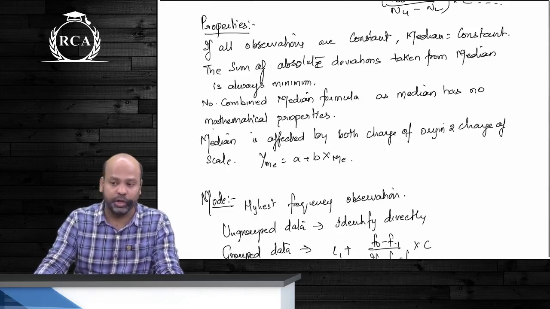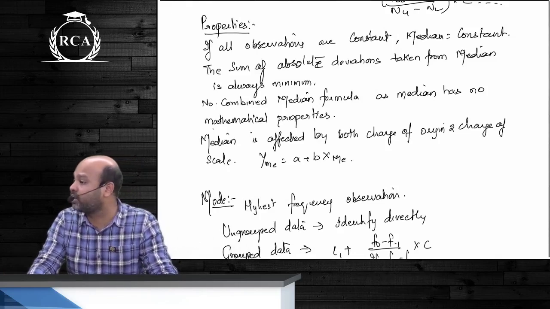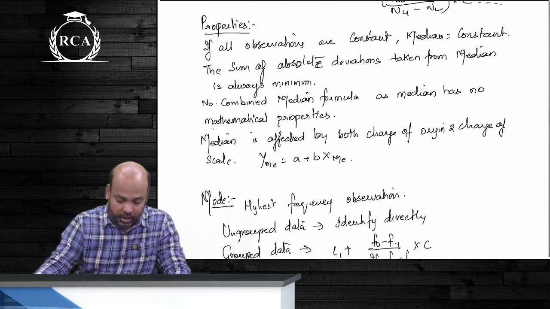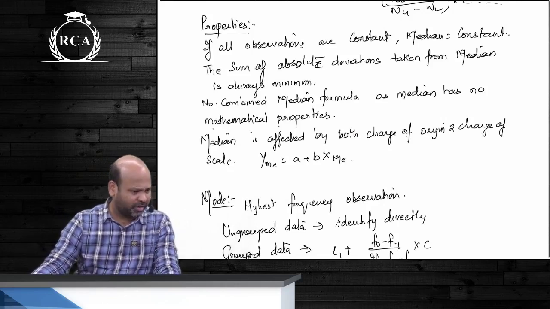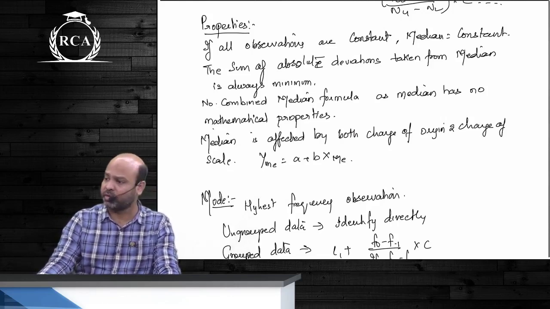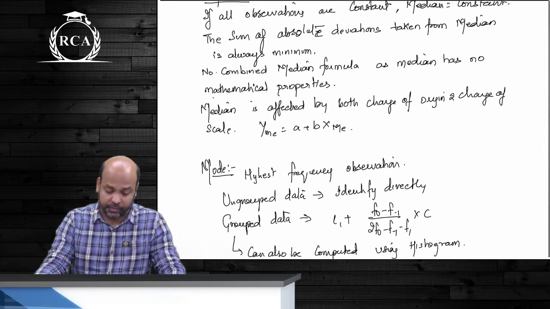But sum of absolute deviations can never be 0, because you're ignoring the sign. So the property that we have here is that sum of absolute deviations will be minimum when they're taken from median. And median is not based on all the observations. It is not a mathematical average, so it will not have mathematical properties. So there's no formula called combined median. Are we clear about this?